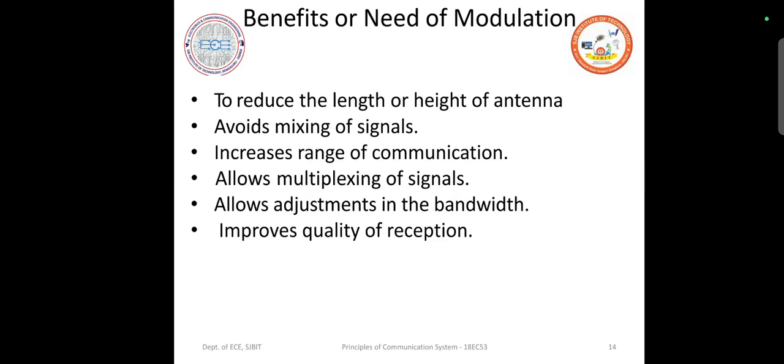What are the benefits or the need for modulation? Because we are doing modulation, we are investing a lot, and we are trying to understand many things about modulation. So, what are the benefits of modulation? Number one, it will reduce the length or height of the antenna. We all know that the height of the antenna is proportional to lambda by 4. So as and when the frequency reduces, you see that the lambda value grows, which means you'll have to increase the height of the antenna so that you can make that signal reach the destination. So a low frequency signal, if you try to transmit as it is, you would require an antenna of kilometers height.